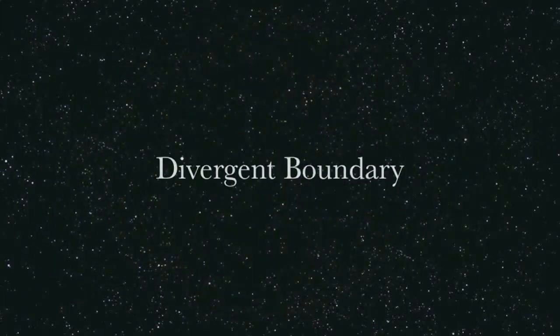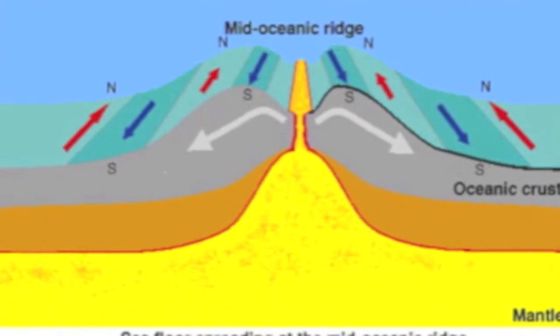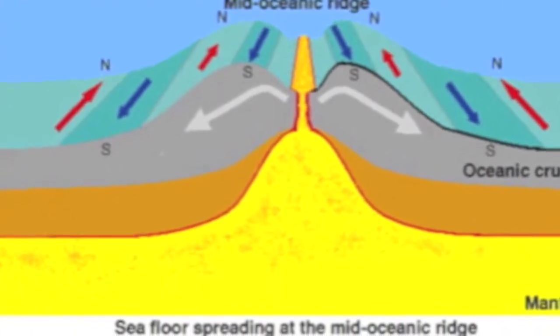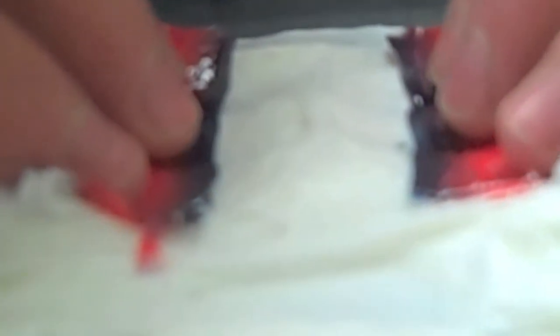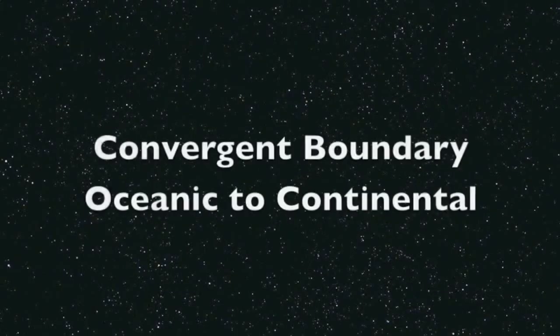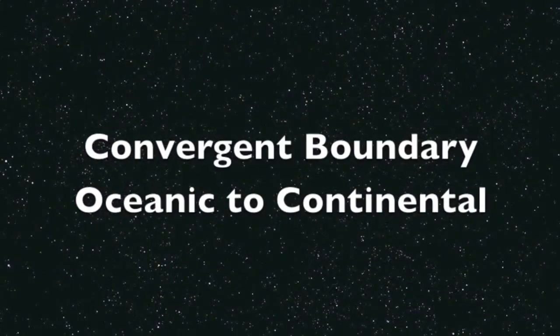I will be demonstrating a divergent boundary. This boundary occurs at mid-ocean ridges in real life. In this model, I will show you what happens when oceanic crust moves apart. The fruit rolls represent the oceanic crust. Let's see what happens.